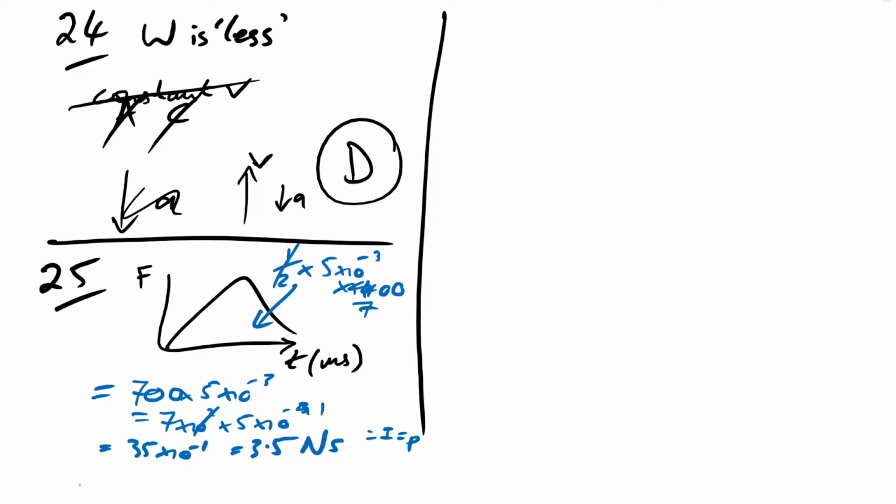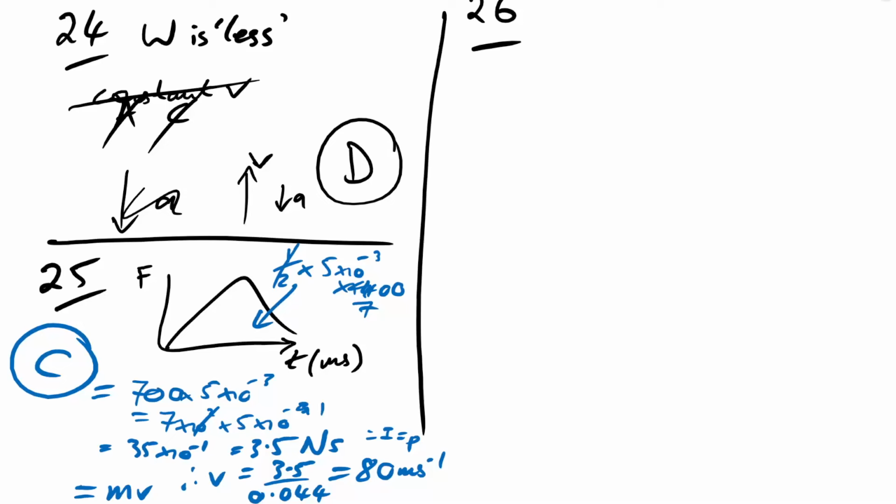And so we know that that's equal to mv. So therefore, velocity is going to be equal to this momentum of 3.5 divided by our mass of 0.044. And that gives us 7980 meters per second. So it looks like the answer is going to be C.